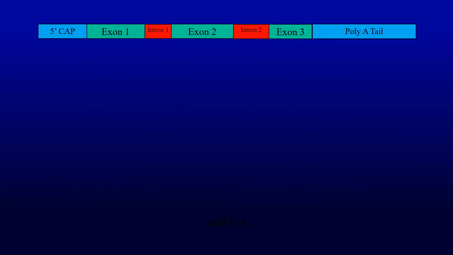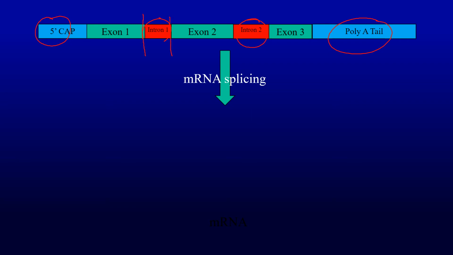Alright, so there's our slightly modified pre-messenger RNA. It's got the 5' cap and it's got the poly A tail, but it still has introns, and we're going to get rid of those introns. So we undergo messenger RNA splicing. Enzymes come in and they make a cut there and a cut there, and another cut there and another cut there. The introns are then removed. They're gone.